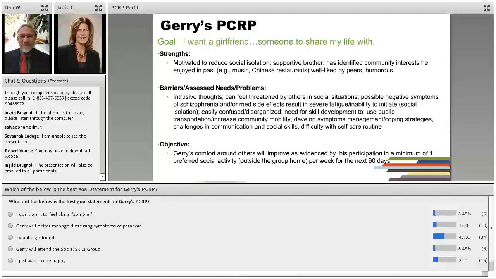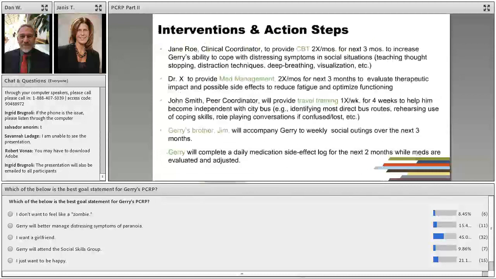So in this case, we started with one quick objective, targeting some of this discomfort that he had around others, that sort of sense of feeling threatened. So, Jerry's comfort around others will improve as evidenced by his participation in a minimum of one preferred social activity outside the group home each week for the next 90 days. So we're just starting by trying to get him going and get him out of the house a bit more and feeling comfortable enough to do that.